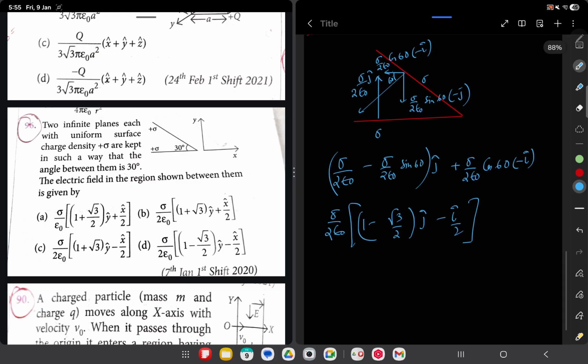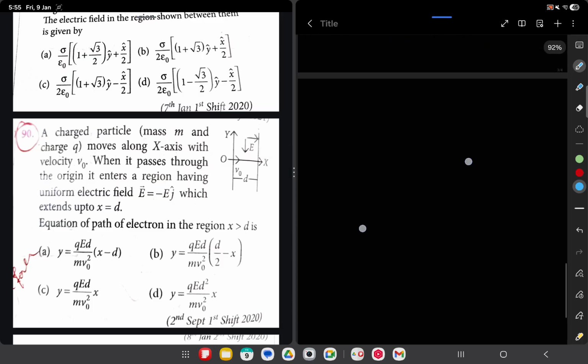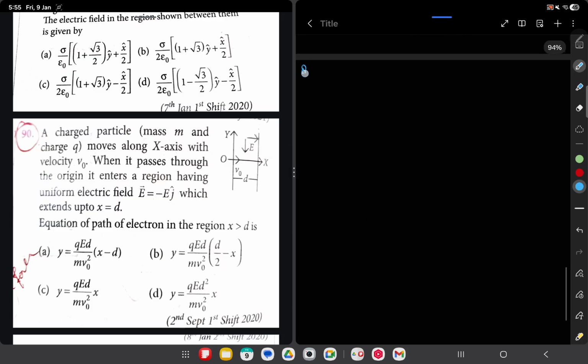Okay, so this was also a good question. Now to the next question. This question number 90 is of a good concept, like motion of charge in an electric field.